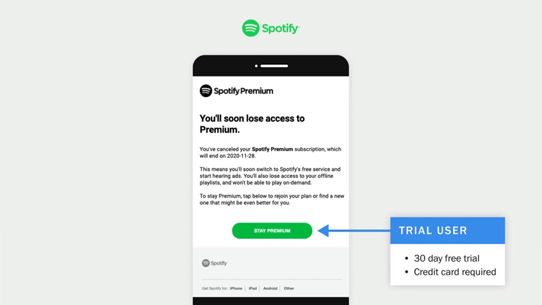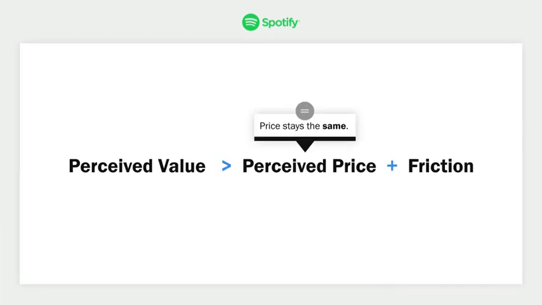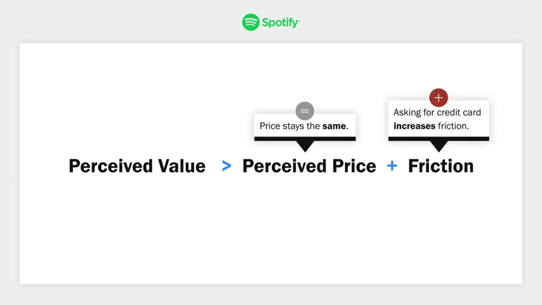So what is Spotify doing in this case? Well, they're playing with different components of this framework of perceived value, perceived price, and friction. They're keeping the price the same, but depending on your user and the context that you're coming from, they might be asking for a credit card or not asking for a credit card, which is playing with the different level of friction. But in return, they're also playing with the amount of value or perceived value they're giving away.